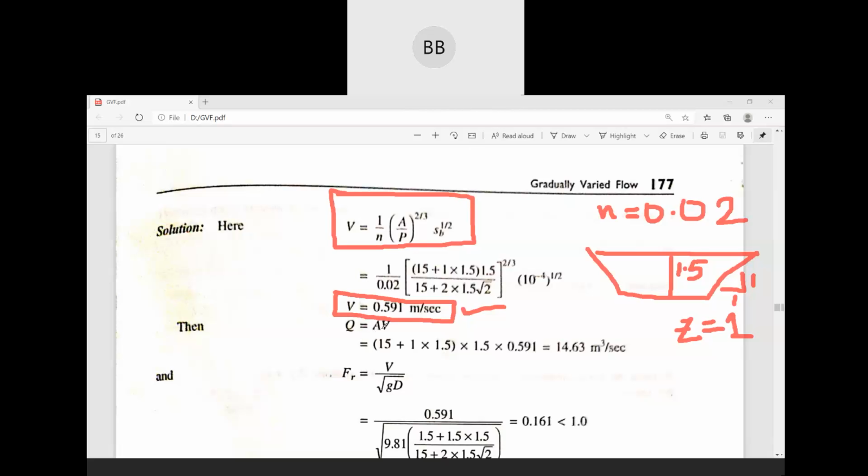Okay, after that we have to calculate discharge. Velocity we have calculated, 0.591. Then the discharge is equal to area into velocity. Area I think you have already calculated, and velocity you have just now calculated, 0.591, and you find out the discharge. Your discharge will be 14.63 meter cube per second.